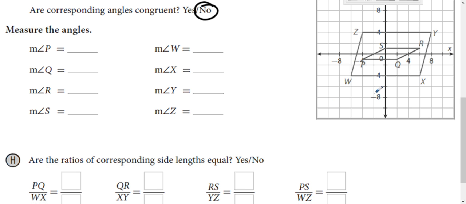We can take some of the side lengths though. PQ has a length of 3, WX has a length of 6, RS also 3, and YZ is also 6. If you wanted the lengths of PS and QR, you could use the Pythagorean theorem, so that's 1 and 2, so that's the square root of 5. QR is the same thing, you can see it over here.